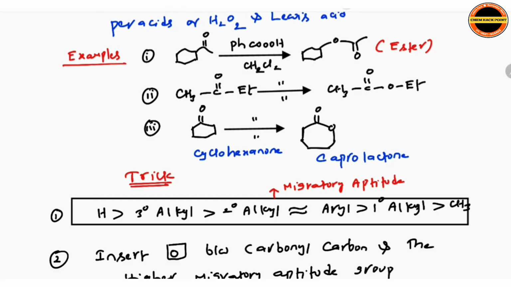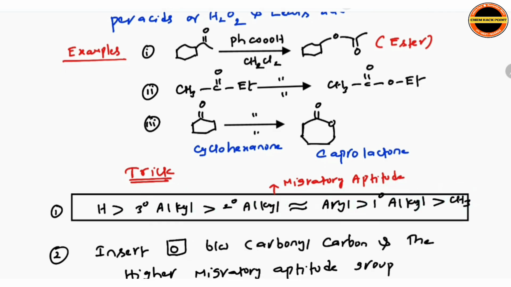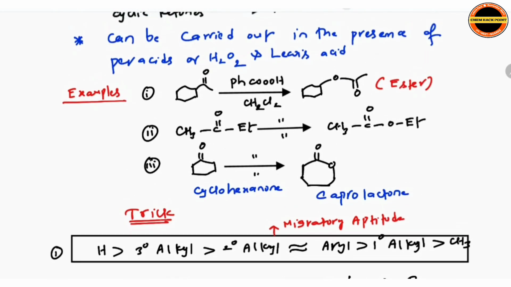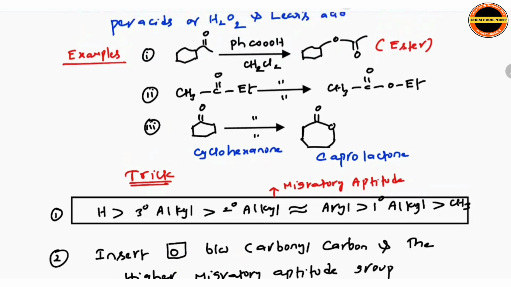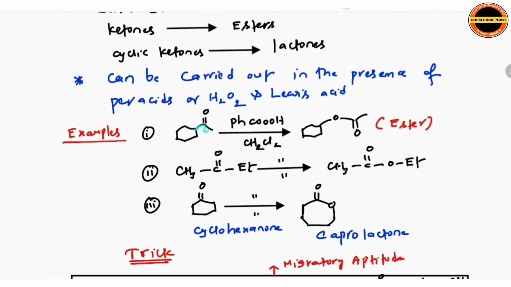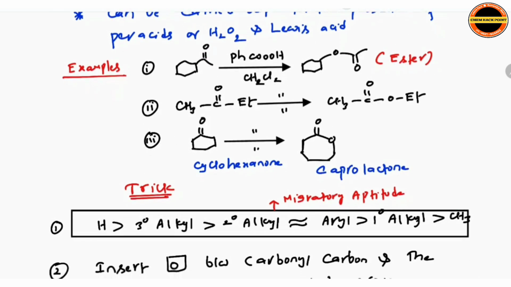Migratory aptitude: the group that migrates during the mechanism. Hydrogen has the maximum migratory tendency, then tertiary alkyl, secondary alkyl, aryl, primary alkyl, methyl. The trick is that you just have to insert oxygen between the carbonyl carbon and the higher migratory aptitude group.